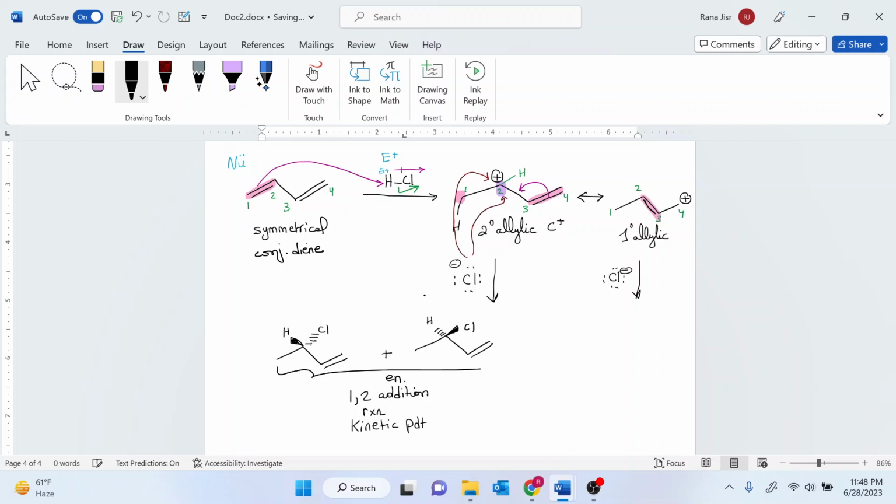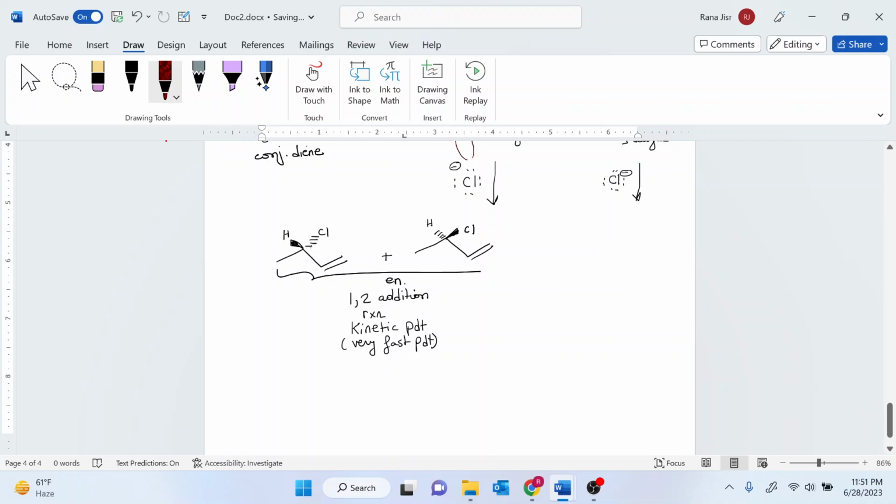Kinetic products are very fast products. So this is a very fast product. The reason why it's very fast is because of the close proximity of the chlorine to the carbocation. It's very close to the carbocation in there. The carbocation is not far away. So this is why the first thing that happens here is the 1,2 addition. Kinetic products happen at a low temperature. Normally it's less than room temperature.